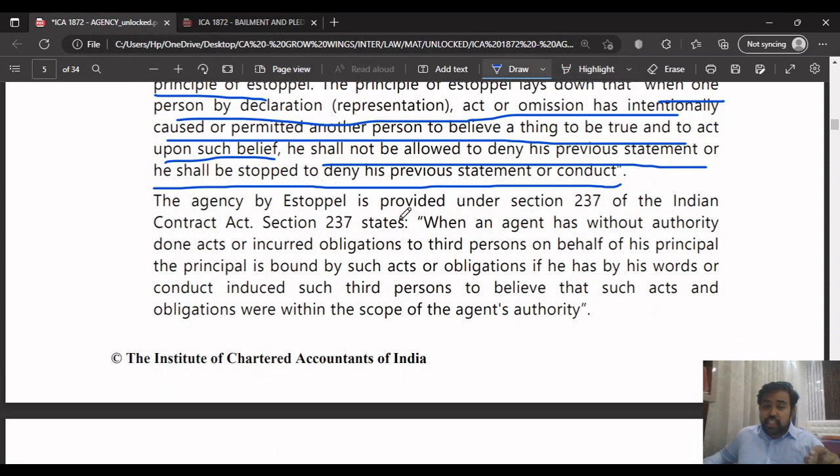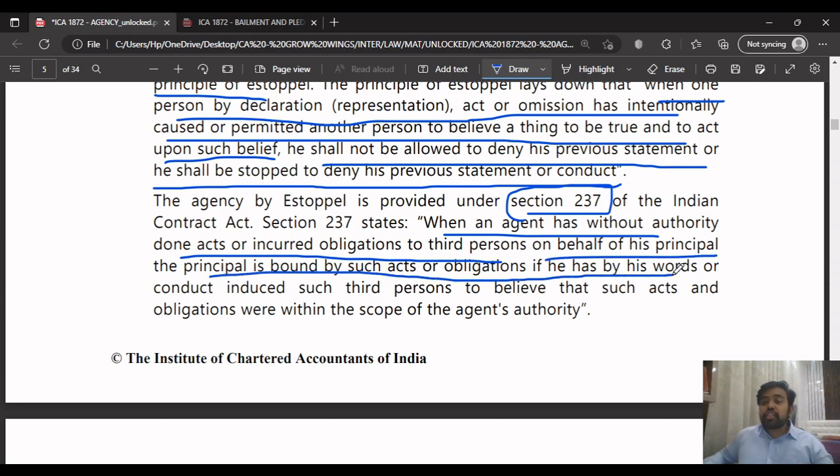Okay. Agency by estoppel is provided under Section 237 of the Indian Contract Act. Remember, this agency is based upon the Indian Contract Act 1872. What does it say? When an agent has without authority done acts or incurred obligations to third persons on behalf of his principal, the principal is bound by such acts or obligations if he has by his words or conduct induced such third persons to believe that such acts and obligations were within the scope of the agent's authority.